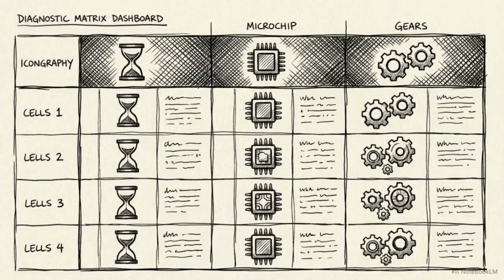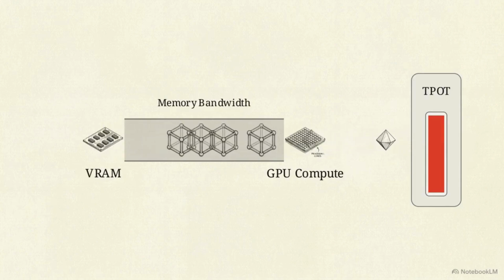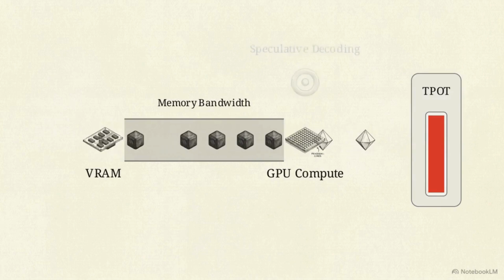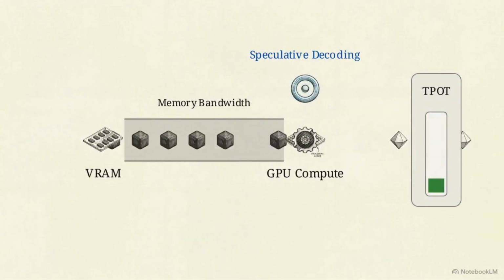This diagnostic matrix organizes the logic. High time to first token means a compute bottleneck during prefill. You must deploy prompt caching and FlashAttention. If your time per output token is high, you have a memory bandwidth bottleneck during decode. You execute quantization and implement speculative decoding.